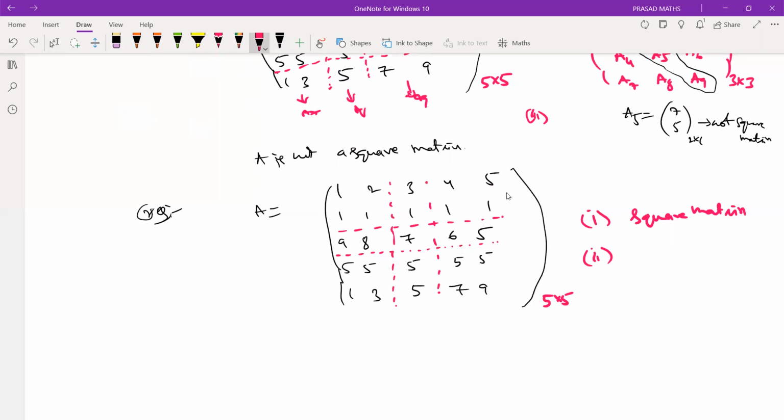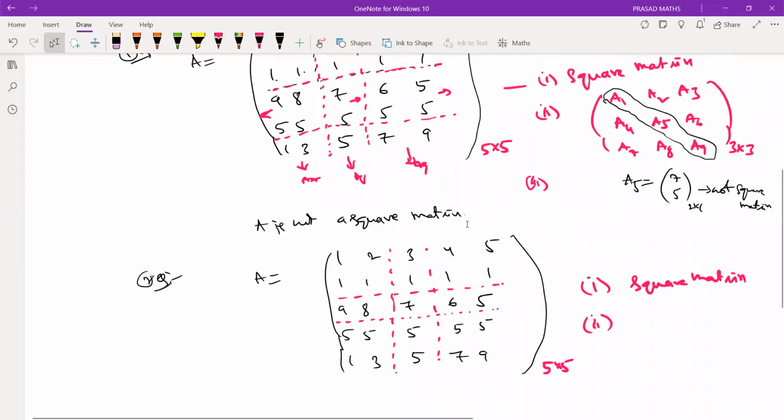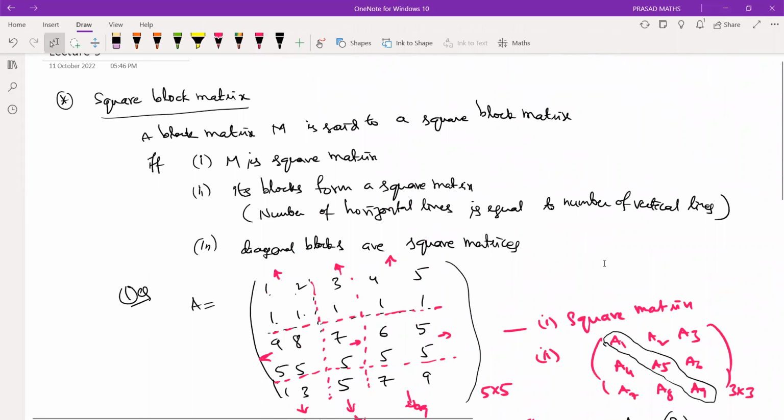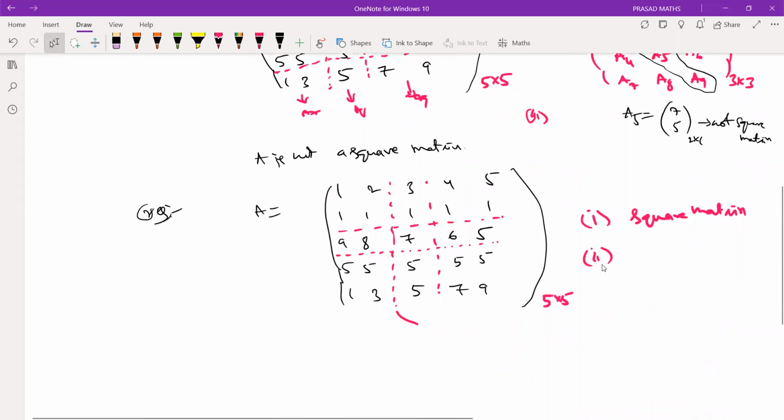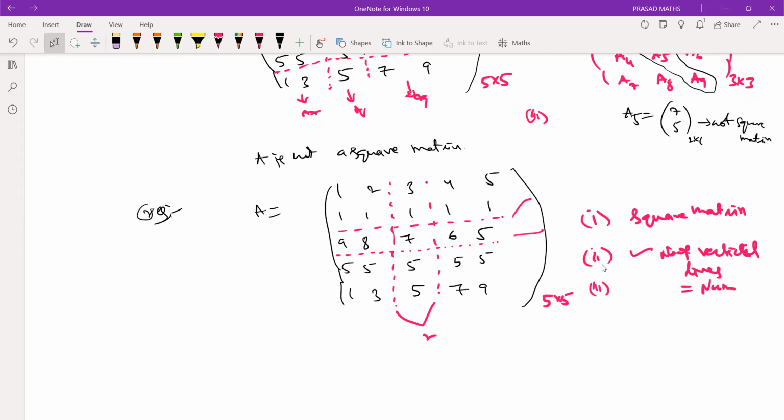What is the second one? Blocks form a square matrix. That is the same as saying that the number of horizontal lines is equal to the number of vertical lines. Number of vertical lines is 2, number of horizontal lines is also 2. Therefore, satisfying the second condition.